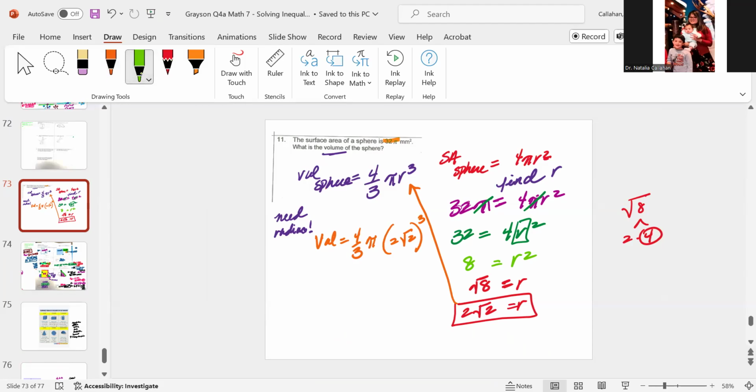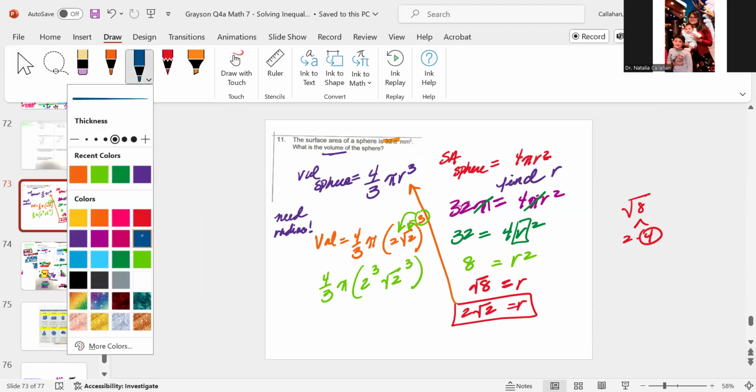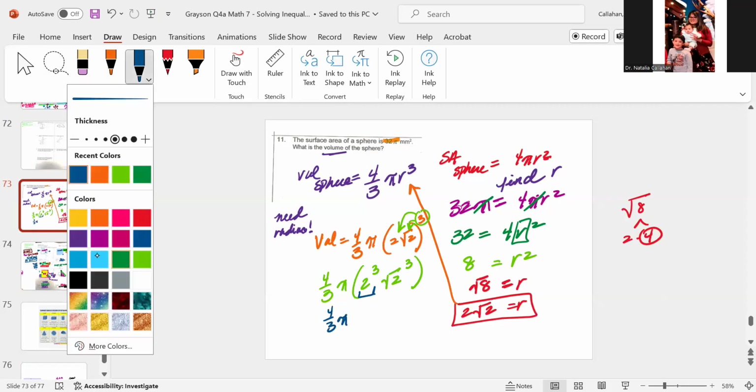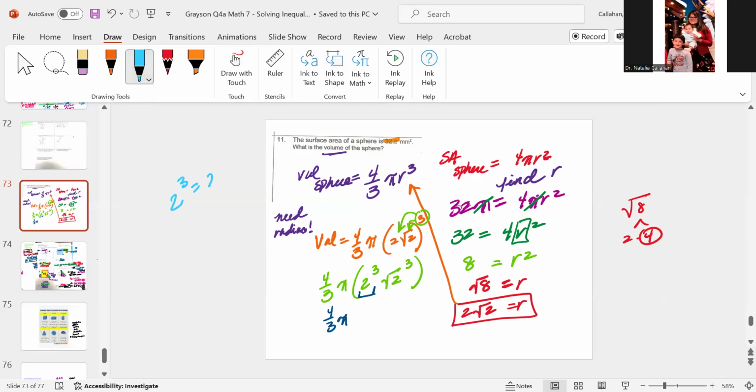You see the cube right here? It distributes to the 2 and to the square root. You have 4/3 pi, square root 2 to the 3rd. Do you see that? What's 2 to the 3rd power? What is this part right here? Is it 2 times 3? It's 2 times 2 times 2. No, 2 to the third power is not 2 times 3, which is 6. What is it then?